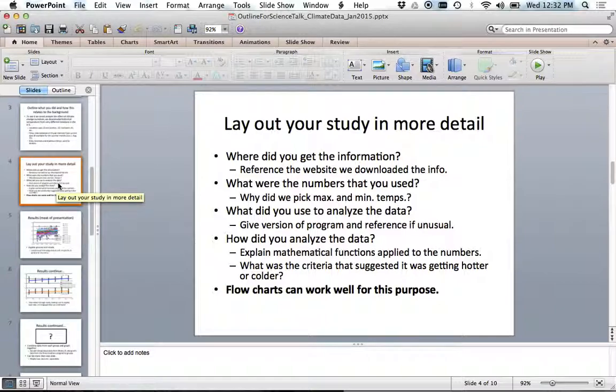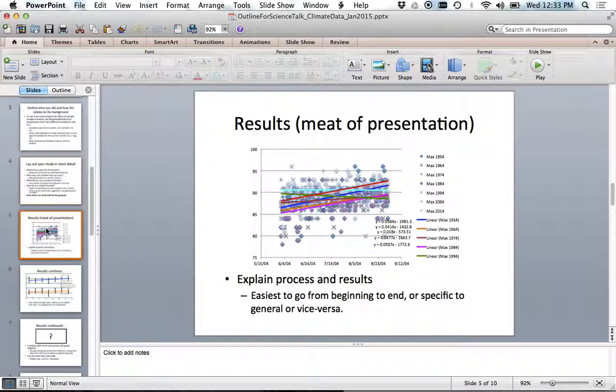Okay, so once you've laid out your study, hey, this is what we did, now you present the data. Now here are your data slides. These are your results. And this is the meat of the presentation. This is the peanut butter and jelly of your presentation. You want to present the data and explain it to them in a way that they know what you did and they can see the value in what you did. Explain process and results. Sometimes it's easiest to go from the beginning of your study to the end. Hey, we started doing this, then we did this, then we did this, and finally we did this.